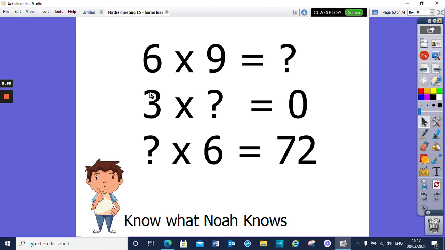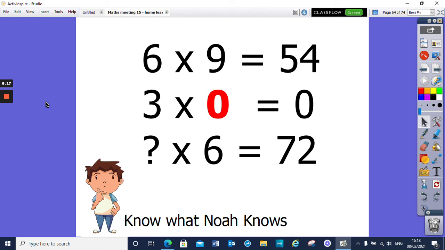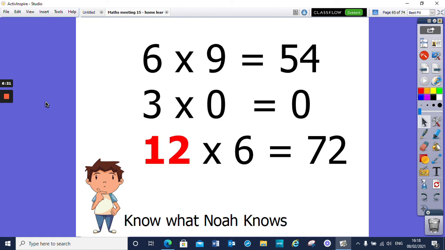Missing numbers now. Okay, there's 3 missing numbers in these calculations. I want you to fill them in. Okay. 6 multiplied by 9 is 54. 3 multiplied by what equals 0? 3 multiplied by 0 equals 0. And what multiplied by 6 equals 72? 12 multiplied by 6 is 72. Well done if you got all 3 of those correct.